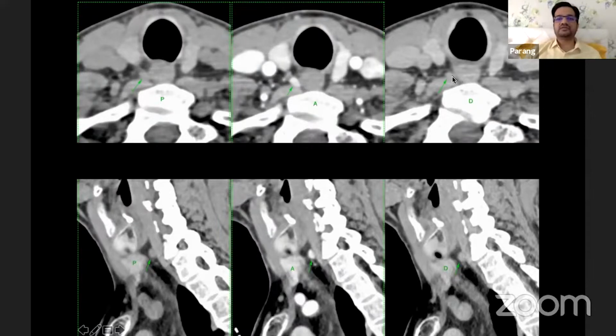With washout on the delayed phase of the study. And the sagittal phase further helps you localize, and it is seen posterior to the tracheoesophageal groove. So this is most likely from the inferior right parathyroid gland.